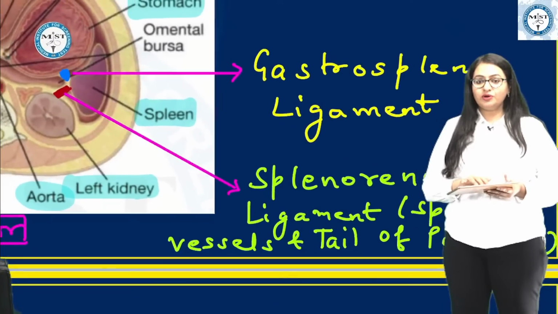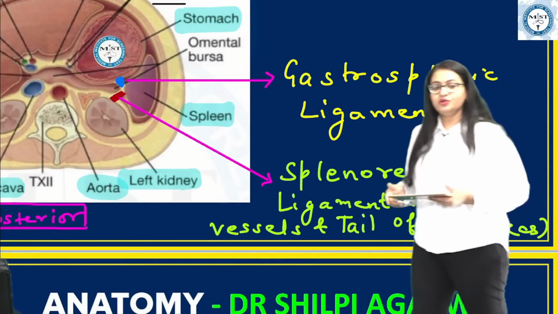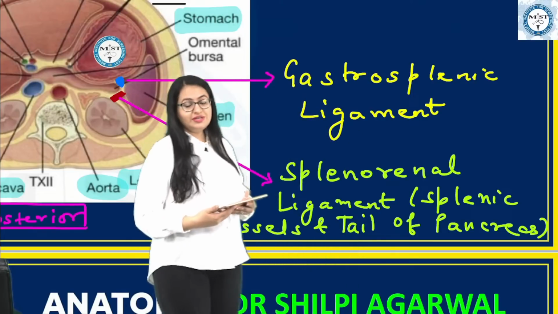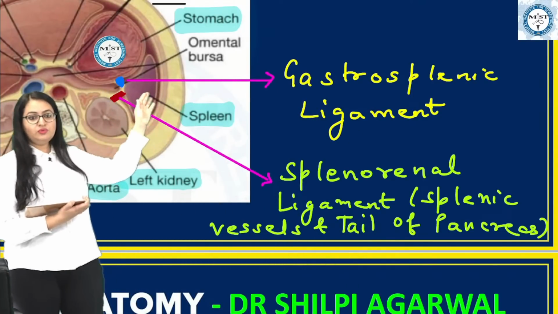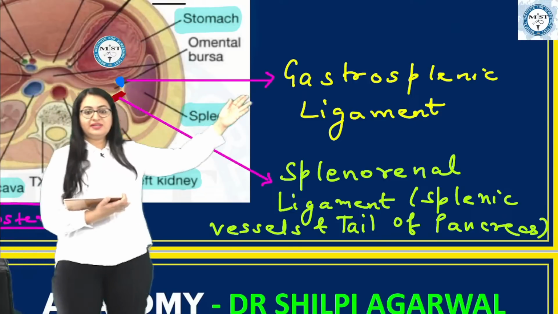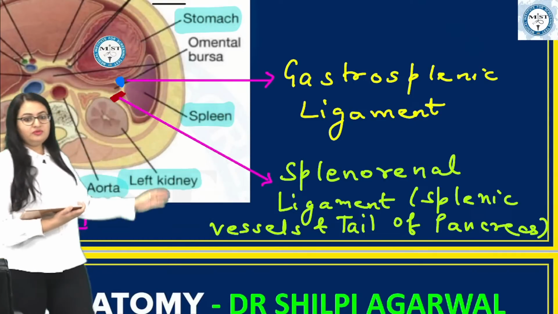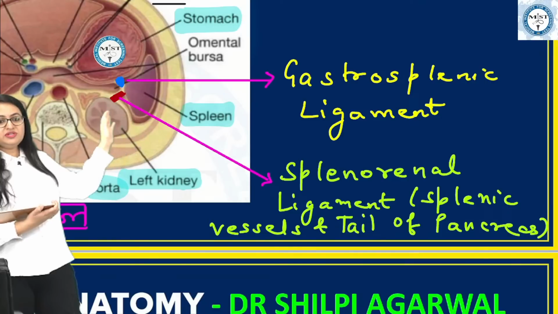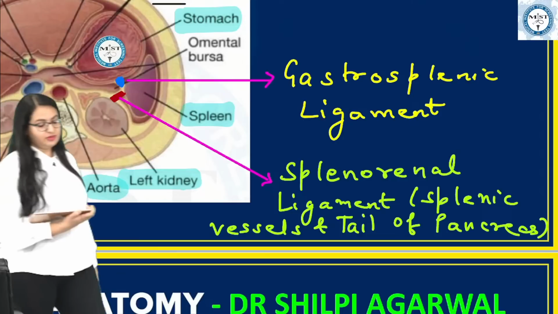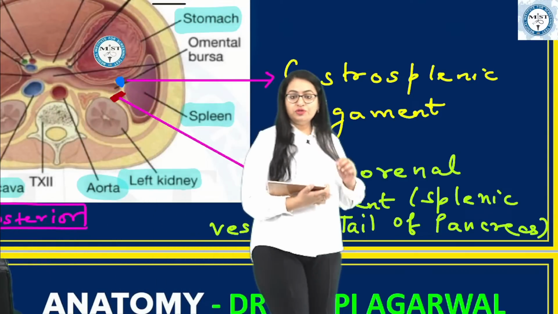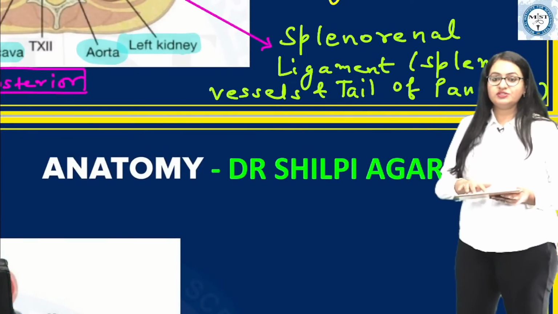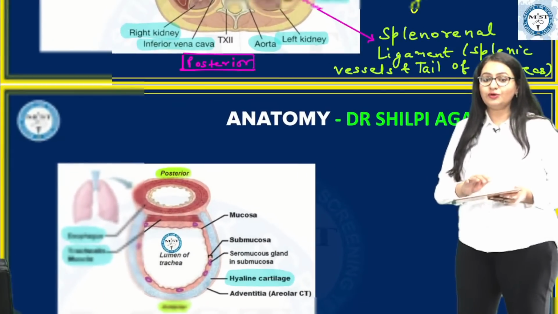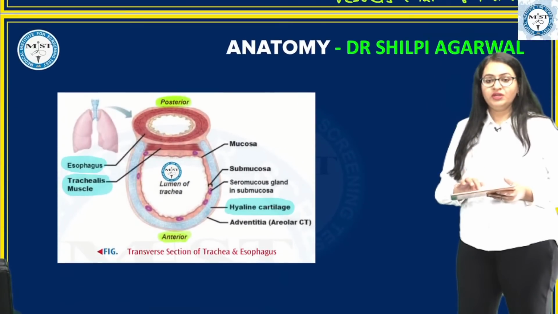Now as you talk about these two ligaments, first is between stomach and spleen. This blue colored one which has been shown over here, this is what? Gastrosplenic ligament. And the other one shown between the spleen and the kidney, this is the splenorenal ligament. And for the splenorenal ligament, you should know very well what the contents are. Very, very important. The contents are splenic vessels and tail of pancreas. Very important.